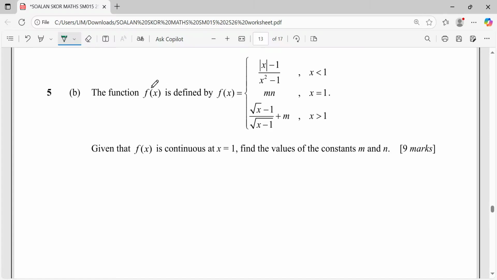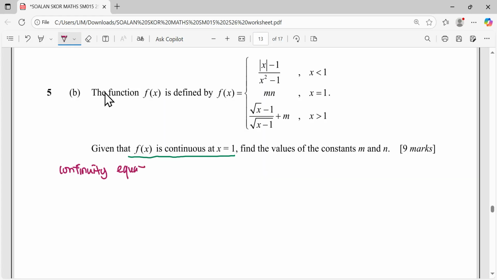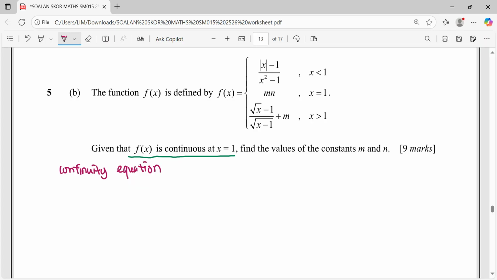So hi everyone, for this question we are given a piecewise function, and we are given that f(x) is continuous at x equals 1. So you need to find the values of m and n that are missing. Knowing that it is continuous, you need to solve this by forming a continuity equation. Alright, so you need to state out your equation here, because we already confirmed this is continuous.